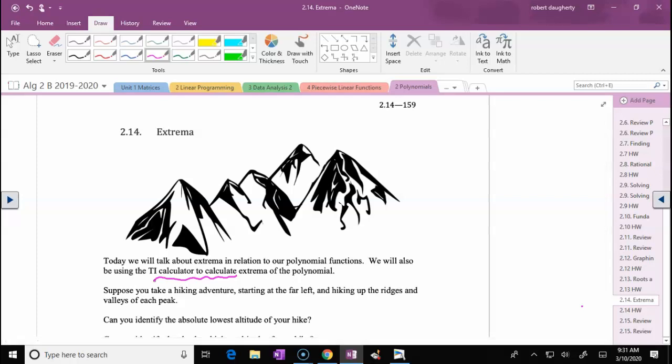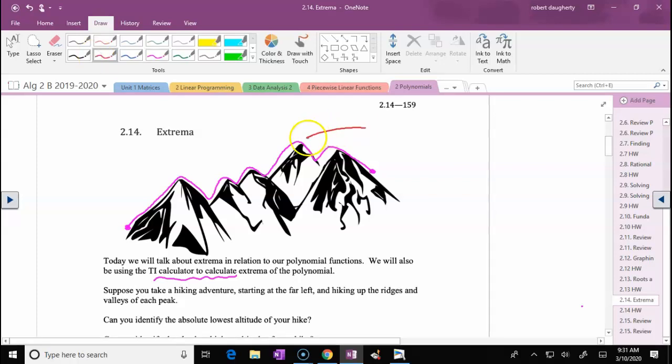So the example here, if you were hiking, okay, so suppose we started right here, and we went up this mountain and we did this, and we ended right here, for some reason to camp. Now, can you look at this and say there was a point in time that I was at my absolute maximum altitude? Yeah, that would be right here.